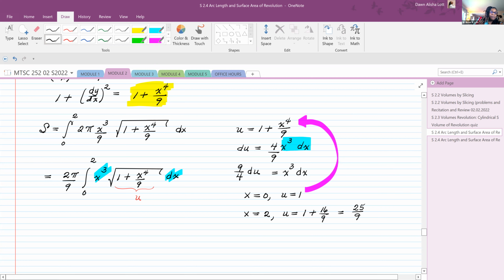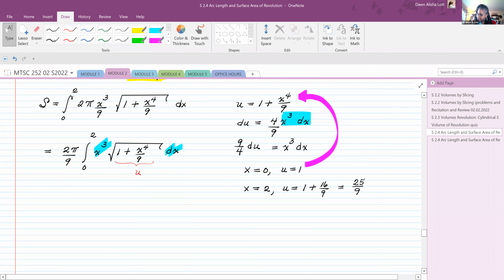Awesome. Okay. So now S is equal to the integral. Where I have 0, I put 1. Where I have 2, I put 25/9. Oh, I forgot my outside stuff. You put that back: 2 pi over 9. The integral from 1 to 25/9.